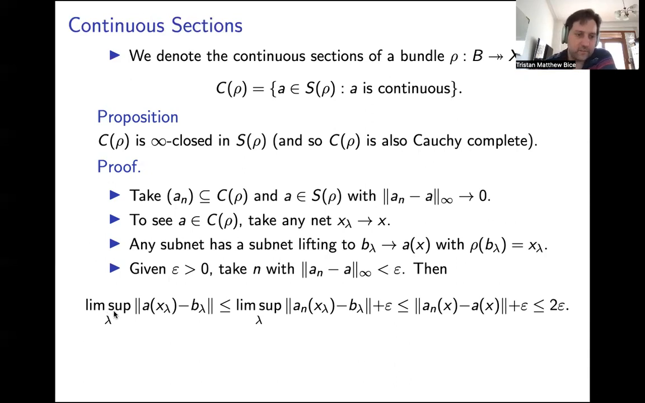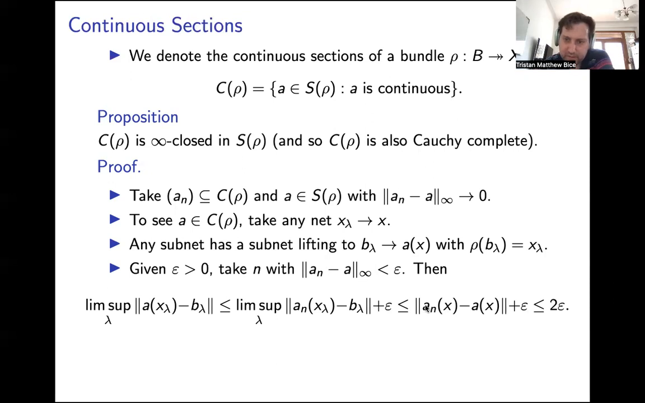So now let's look at the lim sup of these values here. So look at the image of X lambda under A and this B lambda we've obtained as a kind of lifting. Well, we know that A of X lambda is within epsilon of A_n X lambda by this assumption up here. So we can replace that with this expression and just add an epsilon, right? This will not affect things. Okay, but then you say, well, what else do I know?